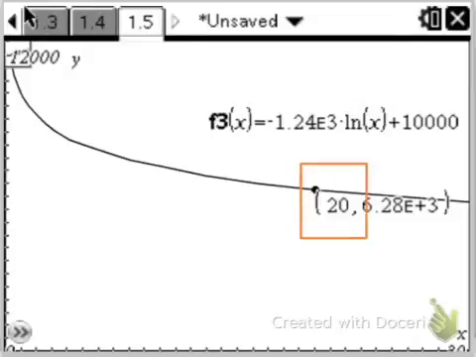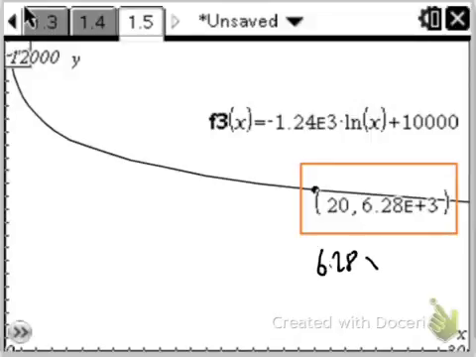Now, it's given it once again in that notation. So to convert it, 6.28 e plus 3 means multiplied by 10 to the power of 3. Okay, that's what e plus 3 means. So that's about 6,280, because 10 to the power of 3 is 1,000. 6.28 times 1,000 is 6,280, and that would be the population there.